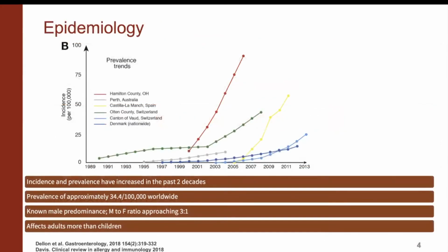And so EOE has been rising in prevalence and incidence over the past 2 decades. And the prevalence is approximately 34.4 per 100,000 worldwide. There's a male predominance with this disease, and the male to female ratio is approaching about 3 to 1. And we know that this condition affects adults more than children.